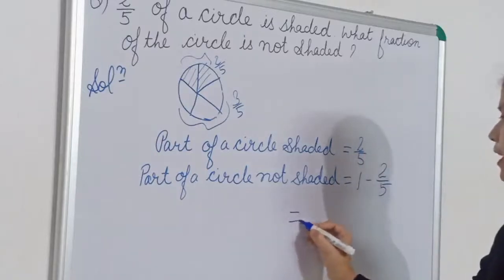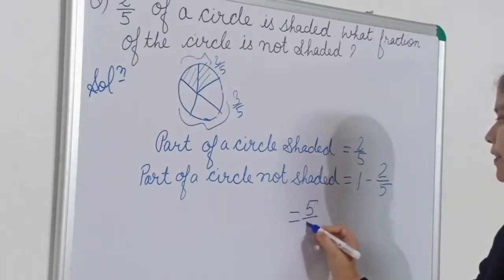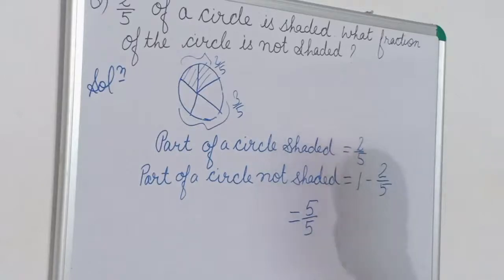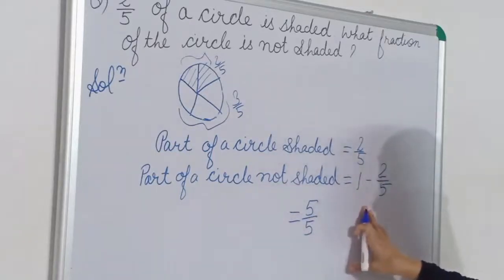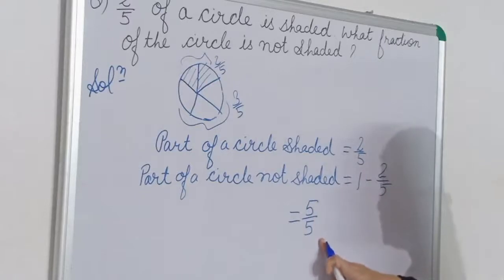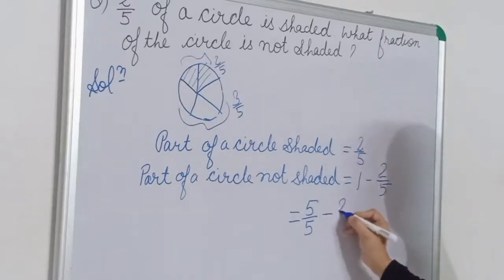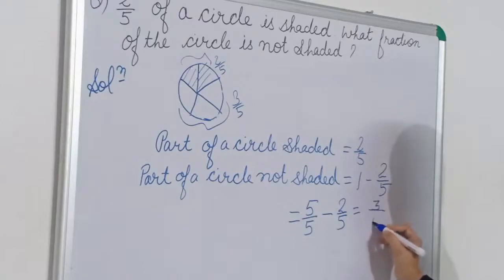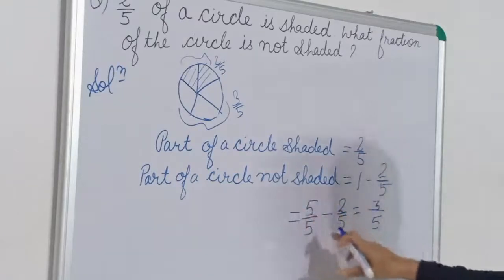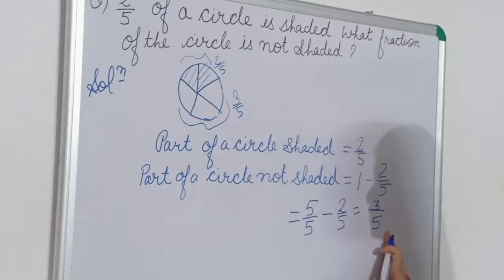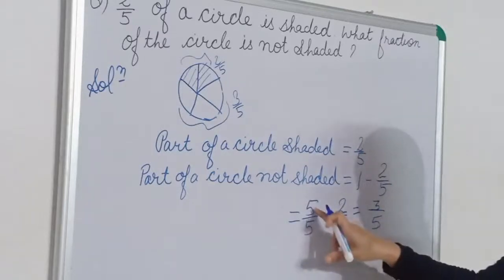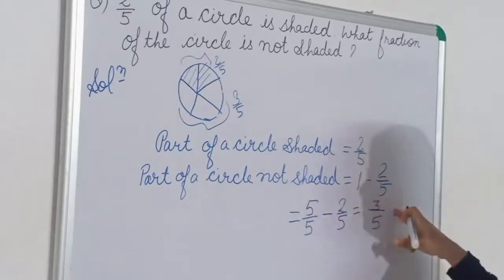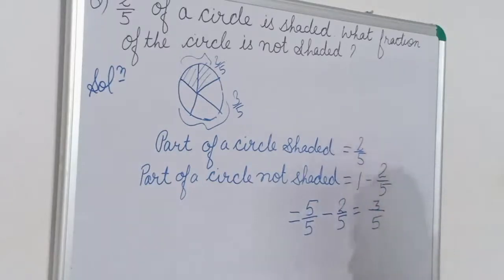We can write 1 as 5 parts of 5 equal parts. To make it a like fraction, this 1 we make 5 by 5. That means 1 only. Then minus 2 by 5. 5 minus 2 will be 3, and here it is 5. We only subtract the numerator; the denominator we write as it is. So it is 3 by 5. Very easy.